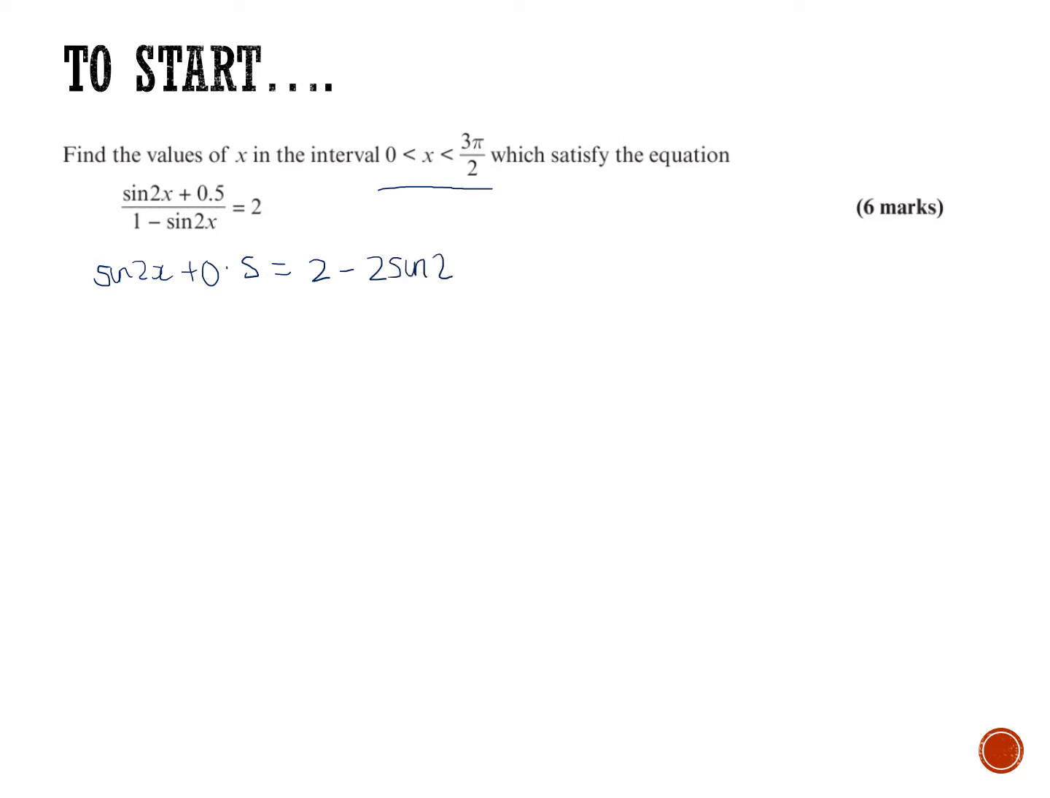Okay, so I've got rid of my fractions, which is commonly something that you want to do when you're solving any sorts of equations. I'm going to gather all of the sine 2x's on one side. I've got 4, have I? I've got 2 and 1, which makes 3. So sine 2x's on one side, numbers on the other. 2 minus 0.5 gives me 1.5. So I end up with the equation I'm solving is sine 2x equals 1.25 over 3, which is a half.